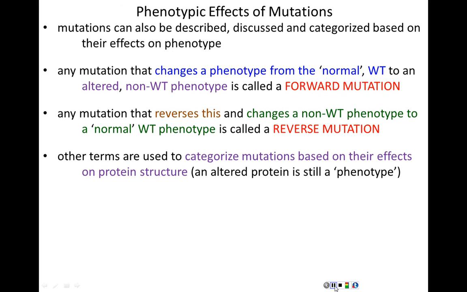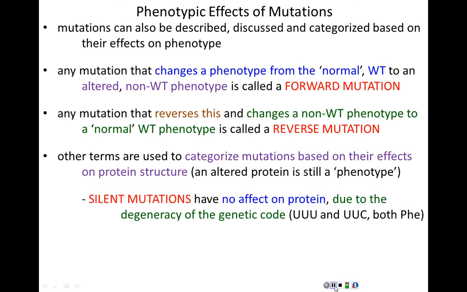Other terms are also used to categorize mutations based on their effects on protein structure. We consider protein structure a phenotype. It's a measurable trait of a cell. So if a protein has its structure altered due to a mutation, that's a phenotype. We categorize some mutations as silent mutations. Silent mutations have no effect on the protein at all. And we have already seen examples of silent mutations, that redundancy of the genetic code.